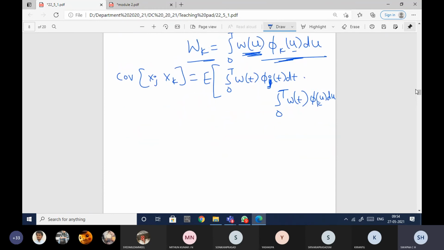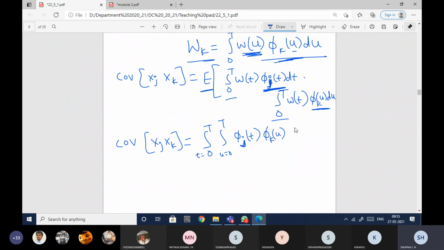Let me rearrange the complete equation. I can interchange the expectation and the integration. So xj xk is equal to integral 0 to t, where phi j of t and phi k of u are not random signals, they are deterministic signals, so I can take them out. Expectation is taken only for the random variables. So this is for t, this is for u: integral 0 to t of phi j of t, phi k of u, expectation of W of t into W of u, dt du.